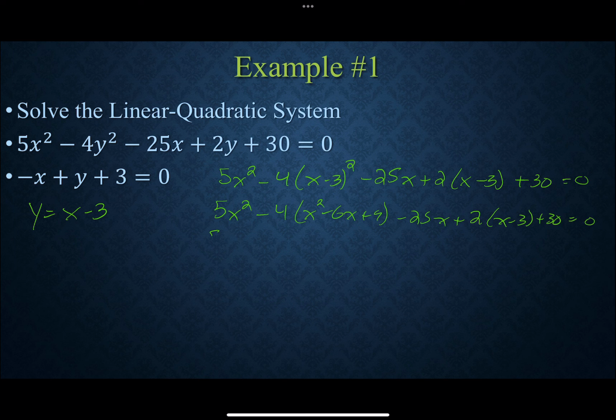We distribute both those expressions. We're going to get a negative 4x squared plus 24x minus 36. And on the other side, a plus 2x minus 6. So combining our like terms, 5x squared and negative 4x squared make a positive x squared. 24x, negative 25x, and positive 2x make a 1x. And then negative 36, negative 6, and positive 30 make a negative 12.